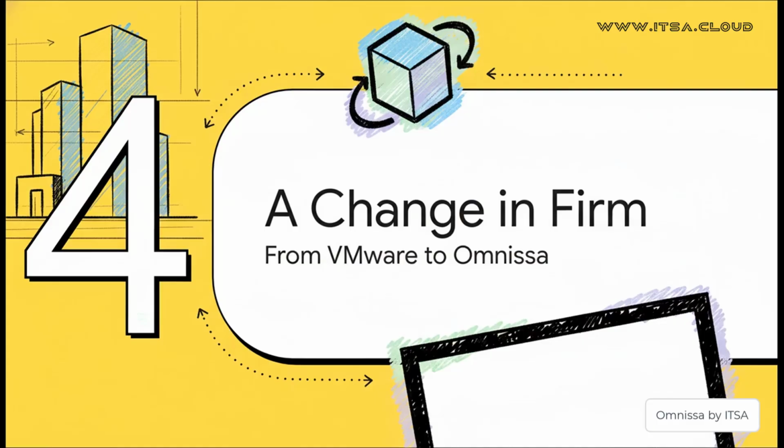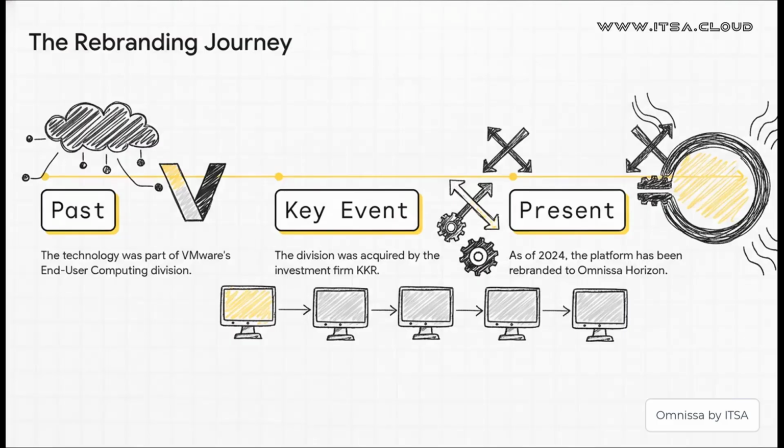Now, you might have noticed a name change here, and if you've been working with this tech for a while, you probably knew it as VMware Horizon. So let's just quickly clear up what happened. Really, all you have to do is think of it as our digital architect just changing the name on its business card. It's a pretty straightforward story, actually. The part of VMware that handled all this stuff, which was known as end-user computing, was acquired by the investment firm KKR. So as of 2024, it's been rebranded to Omnisa. The technology underneath and the job of this domain account, all exactly the same, it just has a new name over the door.